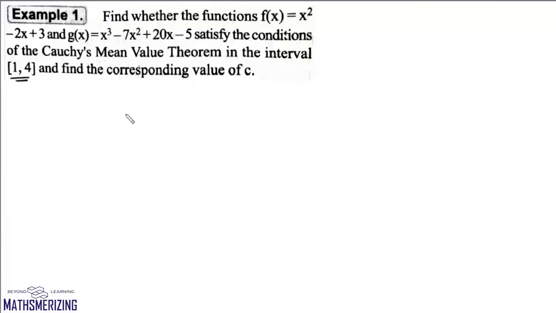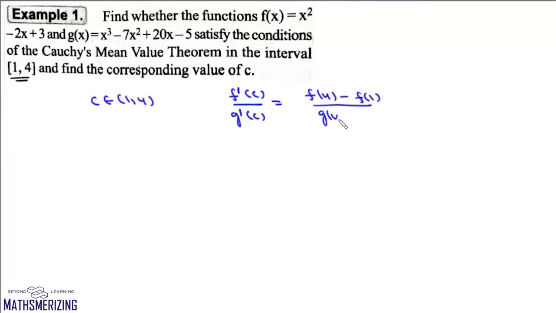Now the condition for Cauchy's mean value theorem is there must exist a point c in the interval 1 to 4 such that f dash c upon g dash c must be equal to f(4) minus f(1) upon g(4) minus g(1). Now what is f dash c? f dash c will be 2c minus 2, and g dash c will be 3c square minus 14c plus 20, and it will be equal to f(4).